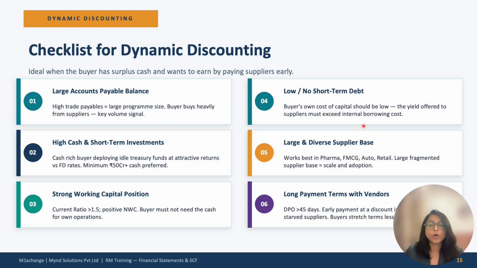Now, a buyer should also have low or no short-term debt. That is where we can say that there's a lot of cash sitting on the balance sheet, right? Because if there is a high short-term debt or high total debt, then the cash will be utilized to pay those debts, right?